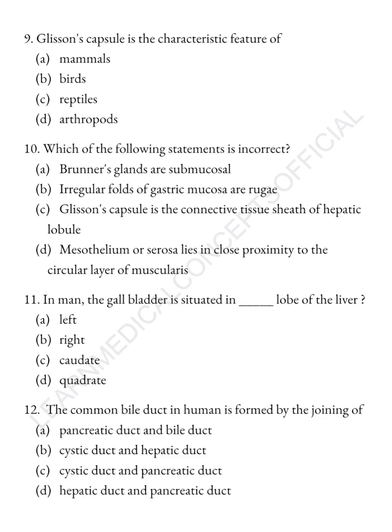Correct option is option B. The cystic duct from the gallbladder and the hepatic duct from the liver join to form the common bile duct. So option B is correct.